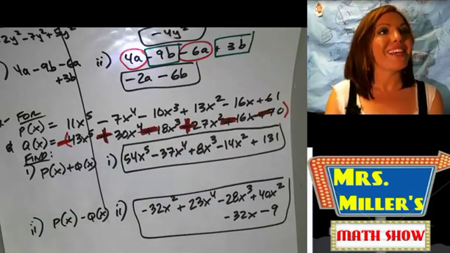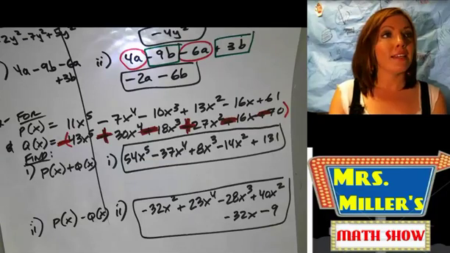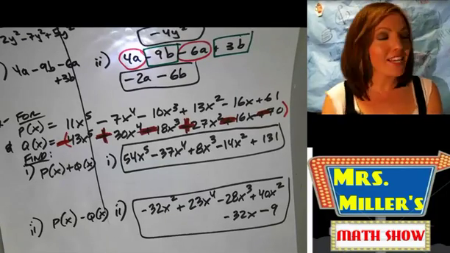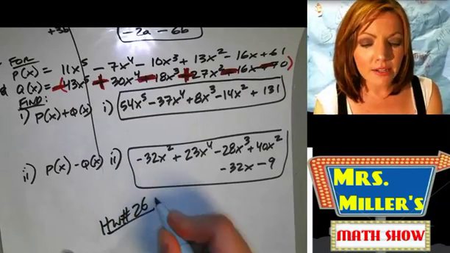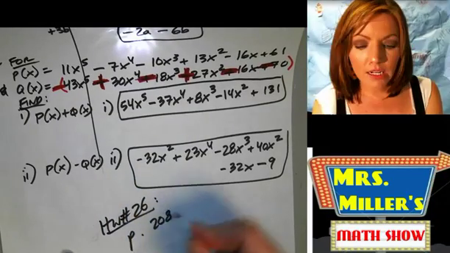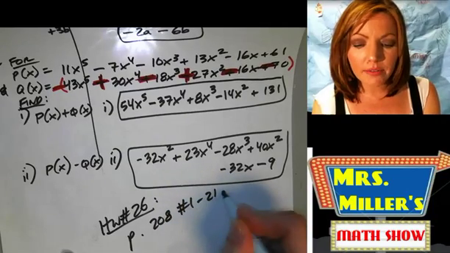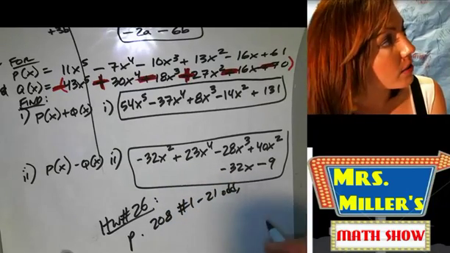Other questions? Okay. You guys have a homework assignment. It is homework 26, page 208, numbers 1 to 21 odd, and 37 to 43 odd.